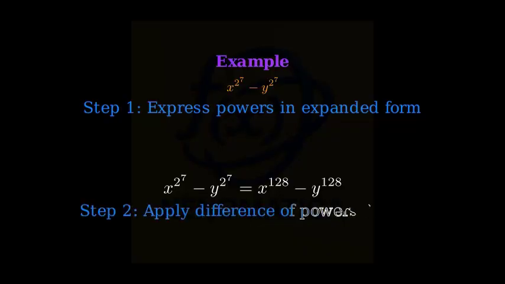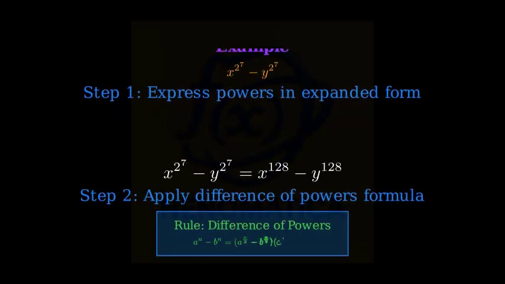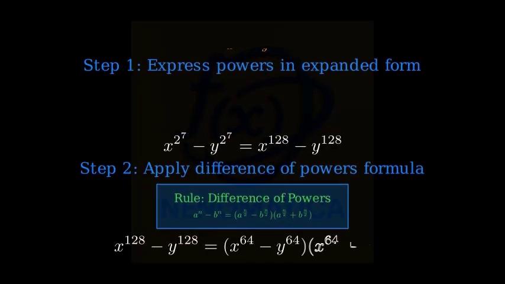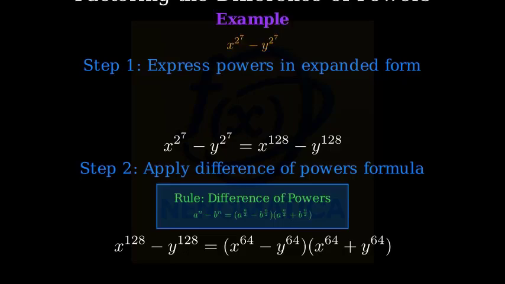Now, we can apply the difference of powers formula to factor this expression. The formula states that a to the power of n minus b to the power of n equals the product of a minus b, and the sum a to the power of n minus 1 plus a to the power of n minus 2 times b, and so on until b to the power of n minus 1.